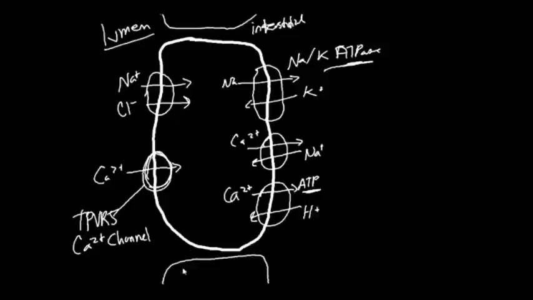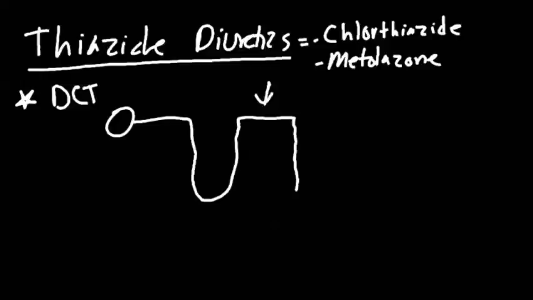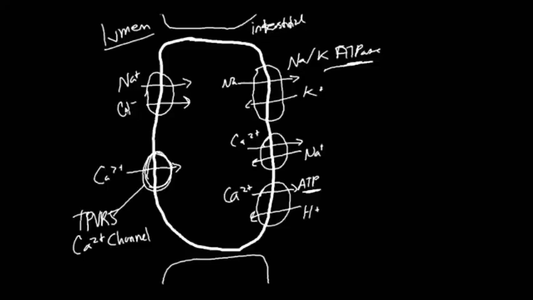So why am I even covering this? This is normal physiology right here. Well, thiazide diuretics are going to act in a couple different locations. They're going to act on this channel, this symporter, and they're going to inhibit this symporter. So if we can't bring sodium into the cell, water can't follow.